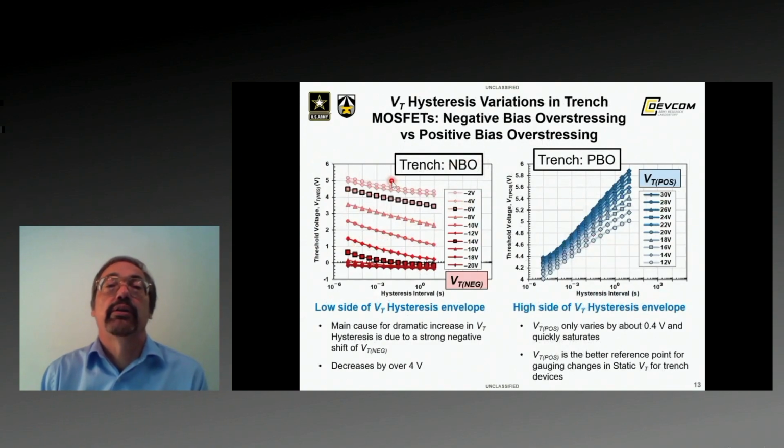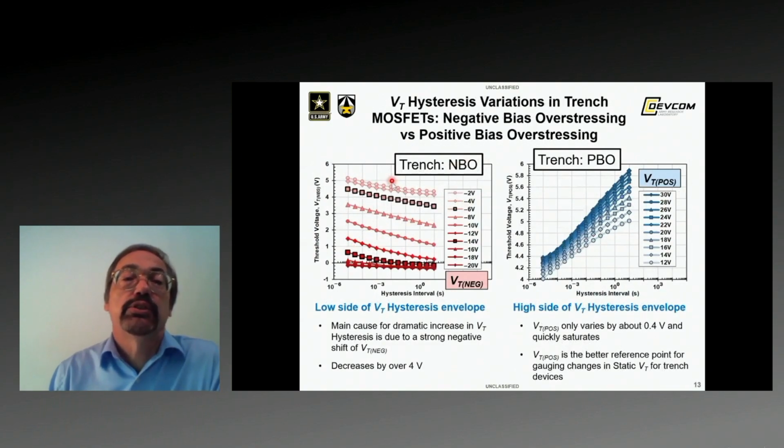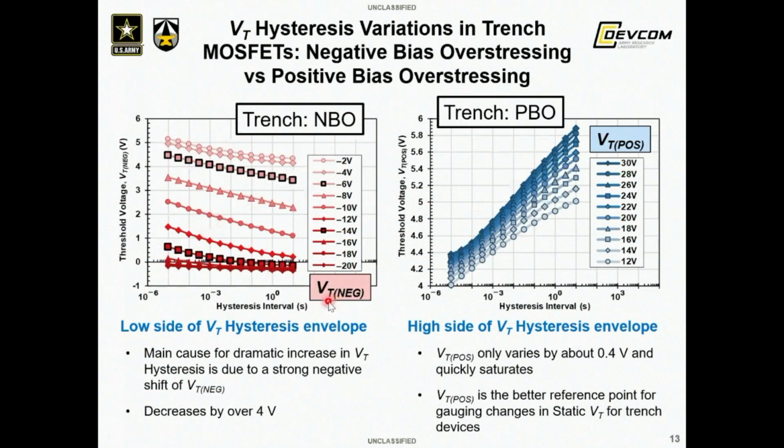Now, here I'm going to compare negative bias overstressing with positive bias overstressing. On the left-hand side is negative bias overstressing, and instead of showing the magnitude of the hysteresis, I'm showing the low side of the VT hysteresis envelope, VT neg. So now the order of the curves is switched. So -4 is up here, and -6 is highlighted, and -14. So as you go more negative bias, VT neg gets lower and lower. This shows that the main cause for the dramatic increase in the VT hysteresis is due to a strong negative shift of VT neg, the low side of the VT hysteresis envelope. It moves by over 4 volts.